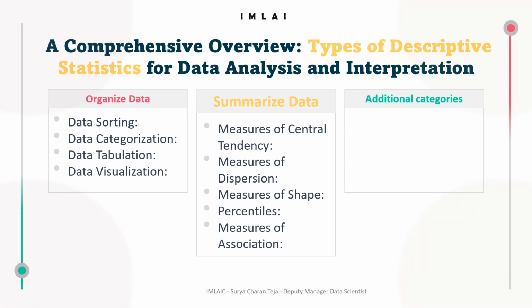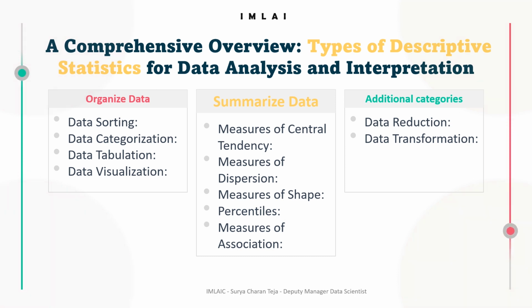And final one is the additional categories such as data reduction, techniques for reducing the complexity or size of data, such as sampling. This comes under data reduction. Sampling, aggregation, that we use widely in analytics, aggregation, or dimensionality reduction methods. Then, data transformation, techniques for transforming data into a different format or scale, such as normalization, again, the widely used descriptive statistics, standardization, or log transformation.